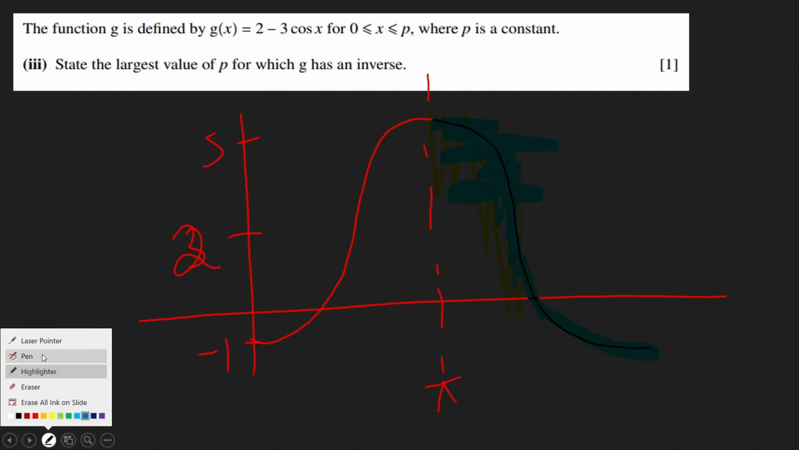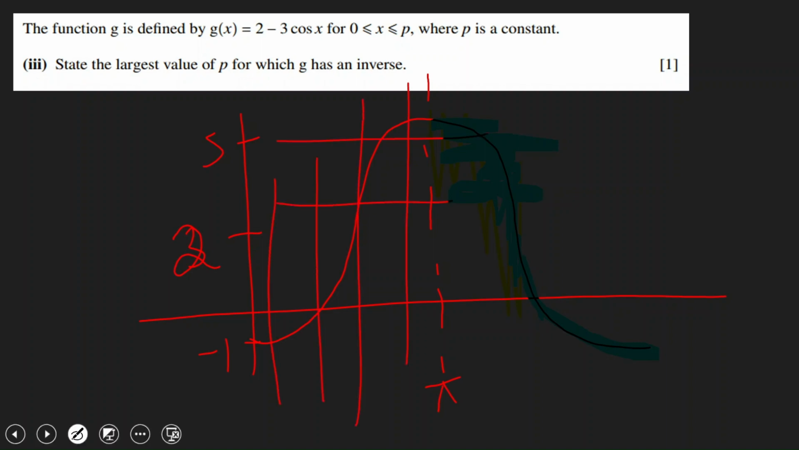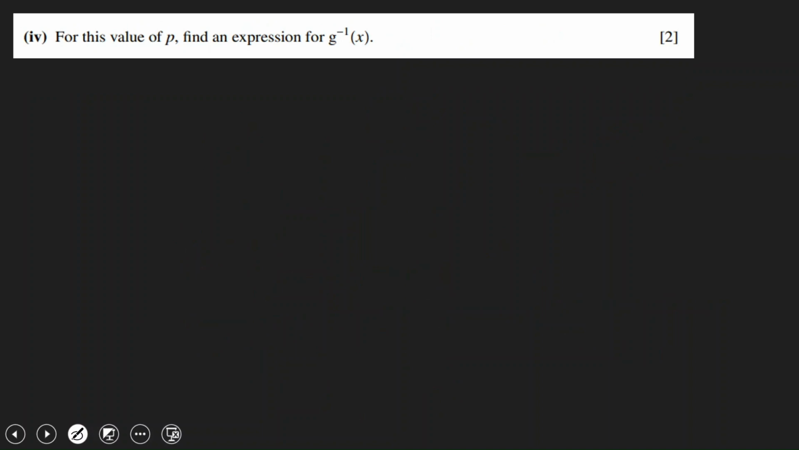So now continuing with the pen, what do you see over here? It passes the vertical line test, yes, and it passes the horizontal line test as well. So the largest value for p, where the inverse actually exists, is going to be pi. So p is equal to pi. Now, for this value of p, find an inverse of g basically.